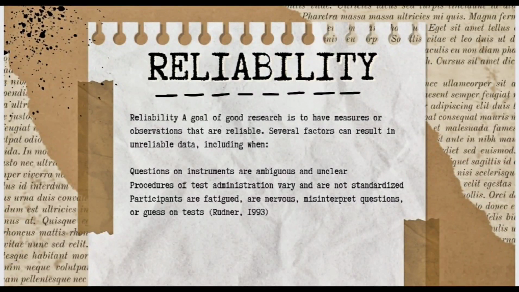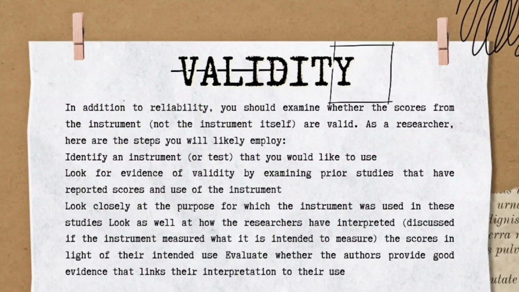Second is inconsistent procedures. If the way the instrument is administered changes, for instance, giving instructions differently each time, it can potentially affect the results. Also, participant factors such as tiredness, nervousness, or guessing on a test can lead to inconsistent responses, and that affects the results of your study.